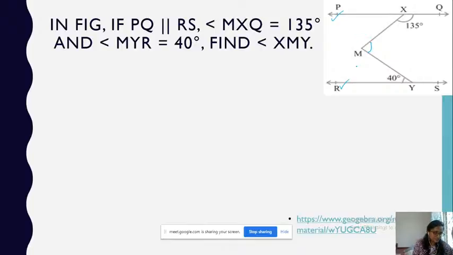How will we find that? Think about it. I'll show you how to find this. It's very simple. By using the theorem. Ma'am, linear pair axiom. Linear pair axiom. How will you prove that?